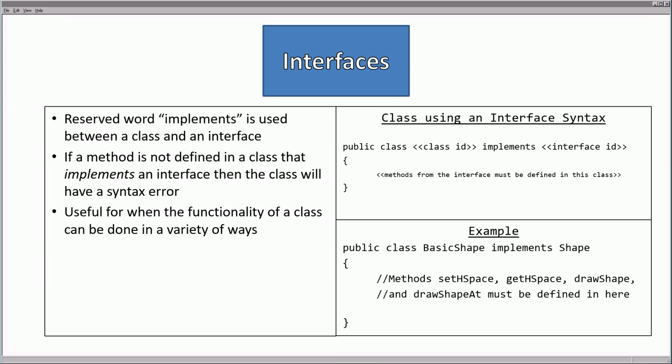We use the reserved word implements between a class and an interface. In order to do this, we would have a public class, the class ID, and then we would say that class implements this interface. Our example here is a public class called basic shape, and this implements the interface called shape. It is important to note, if a method is not defined in a class that implements an interface, then the class will have a syntax error.